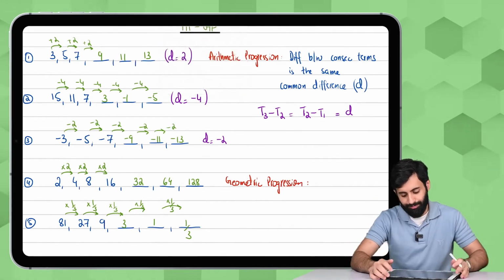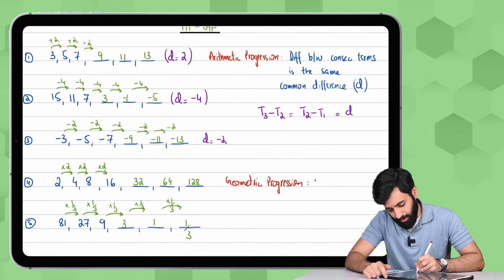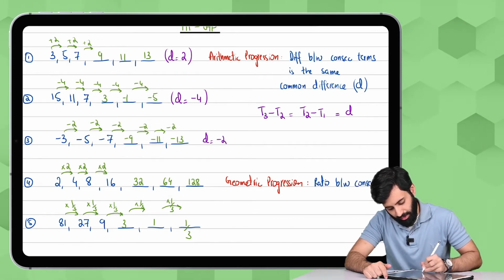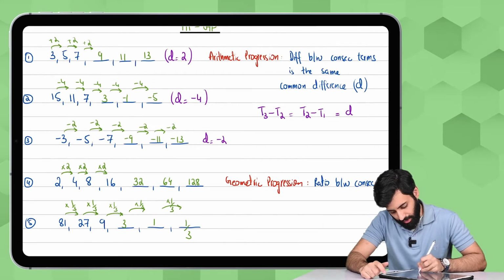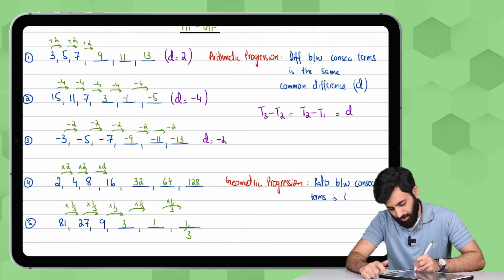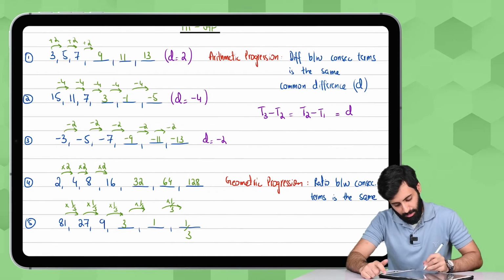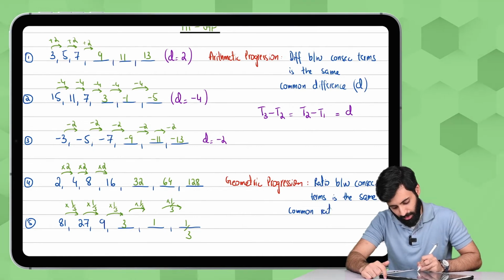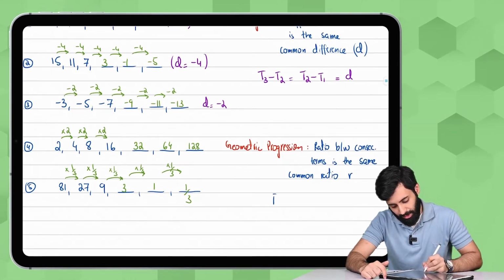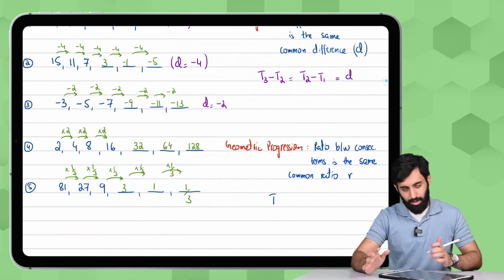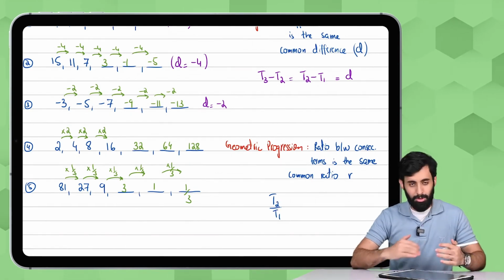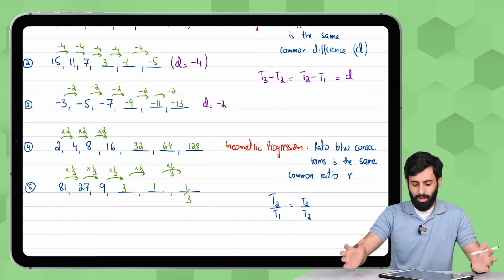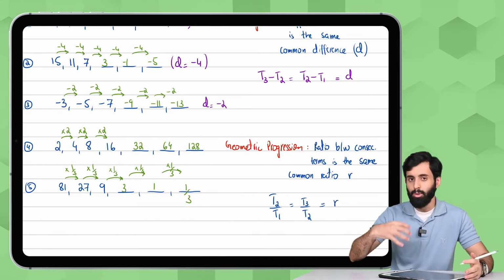What I mean here is, in simple terms, that the ratio between consecutive terms is the same, and that by the way is called the common ratio, which is denoted by lowercase r. You can determine the common ratio by taking any set of consecutive terms and doing T2 upon T1, which means the second term divided by the first term, and this will be equal to the ratio of any other set of consecutive terms. And this value will be equal to the common ratio.